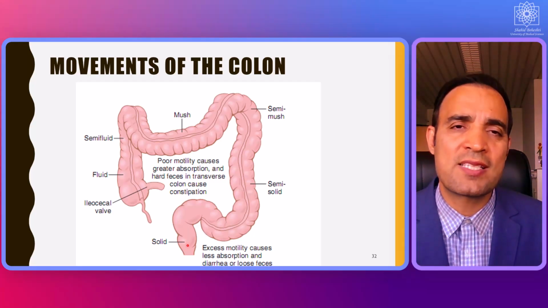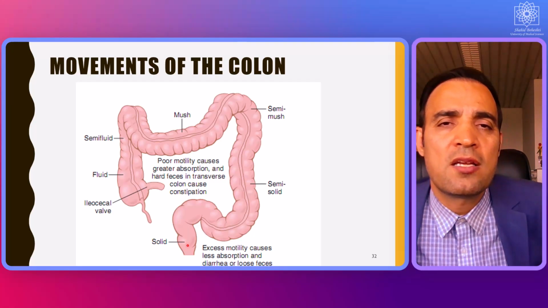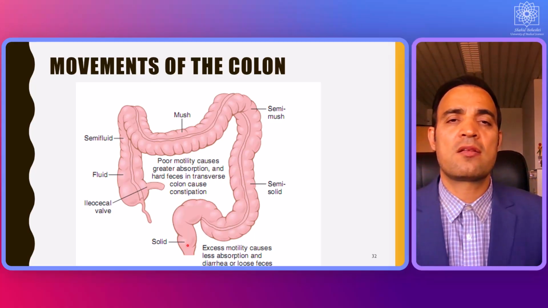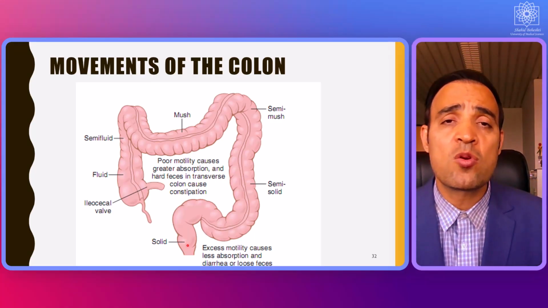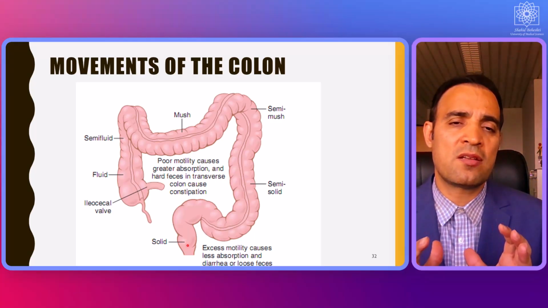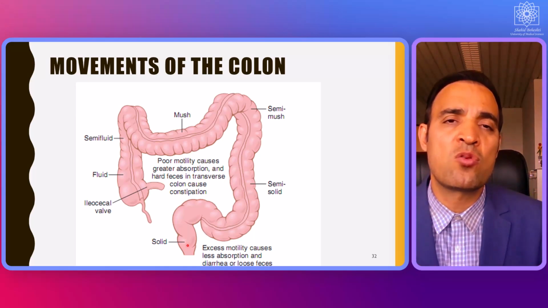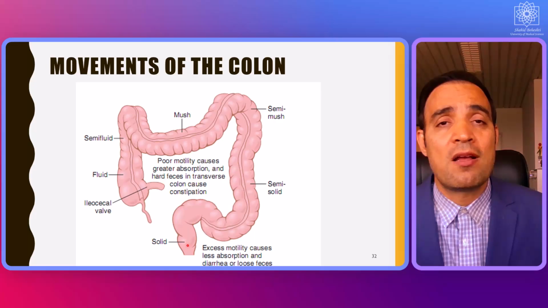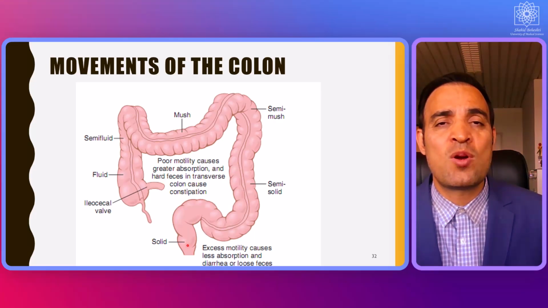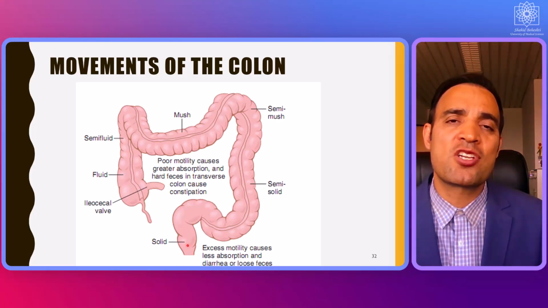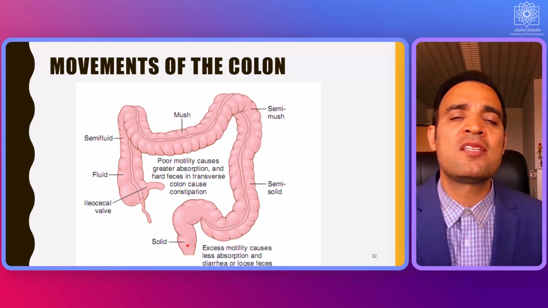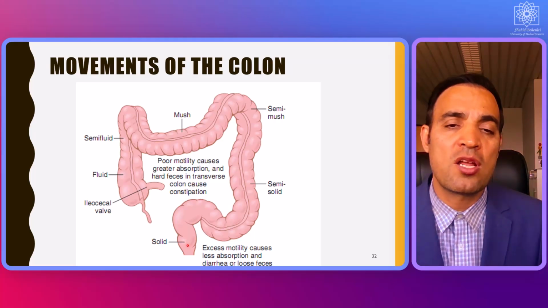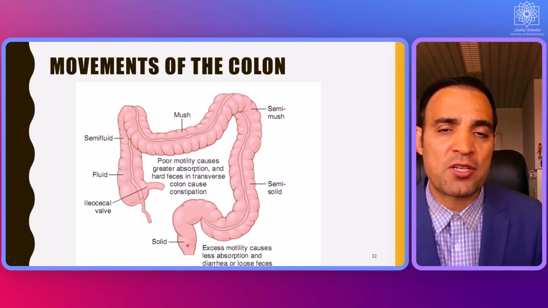Let me bring you one example. You know that thyroid hormones are involved in the normal motor function of the colon and in the gastrointestinal system, and therefore those who have thyroid dysfunction will have poor motility in the colon, and it will cause constipation.